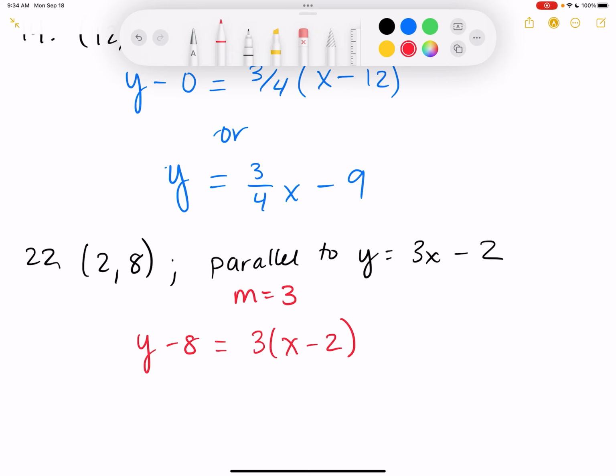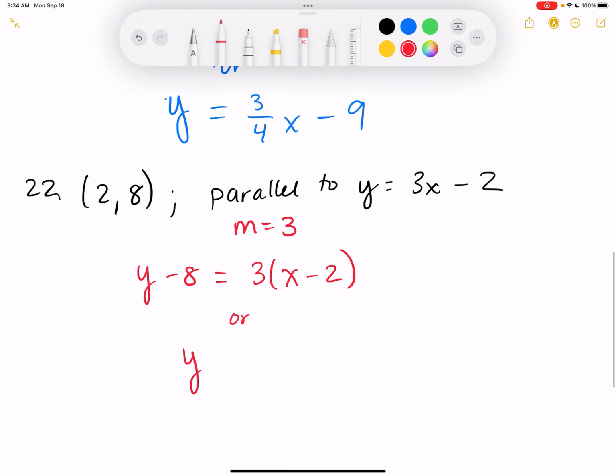Now again, if you want to leave it there, that's fine. A lot of times with the parallel and perpendicular ones, I will go ahead and multiply them through just so I can verify that it is in fact parallel or perpendicular. Like that I had the right slope and stuff. So y equals 3x minus 6 plus 8. y equals 3x plus 2.